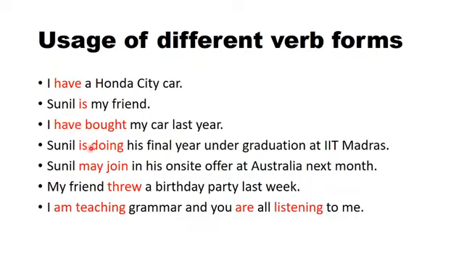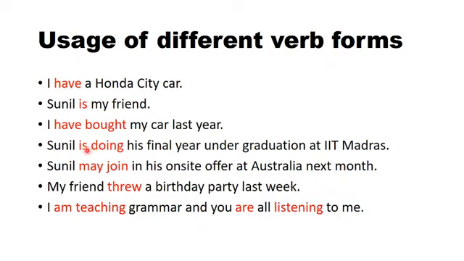Come to this sentence. Sunil is doing his final year undergraduation at IIT Madras. And again, is is not a main verb. Only doing is a main verb. So is is auxiliary, and the actual root form of doing is do. We have added ing with this because it is a present continuous tense. That's why it is doing.